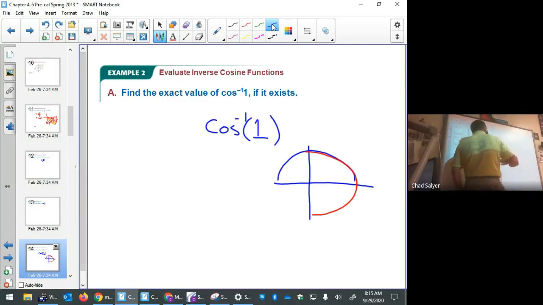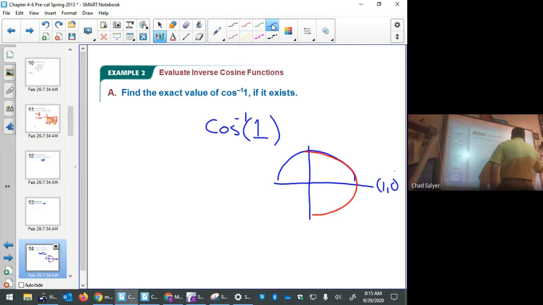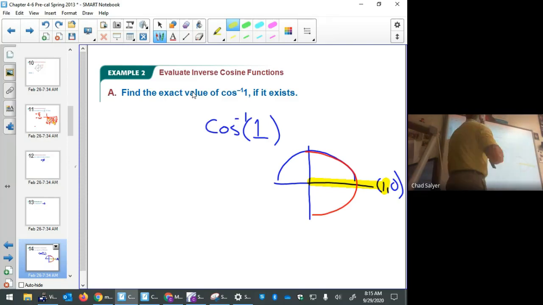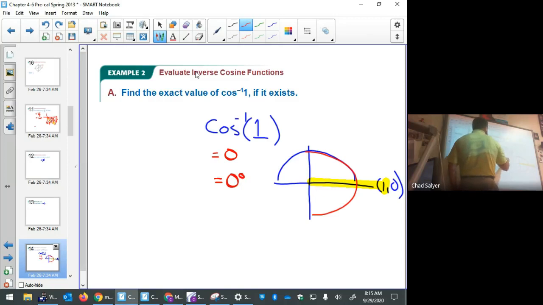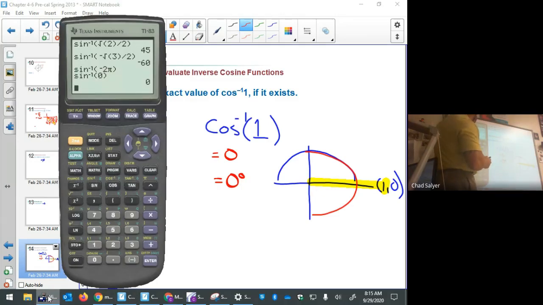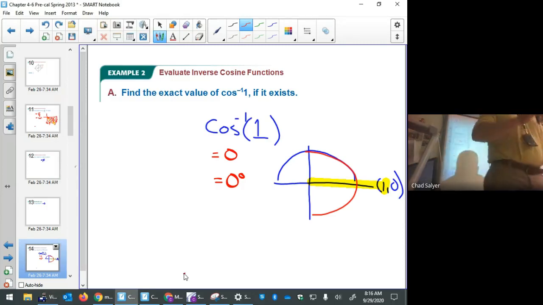They're positive in Q1, so we're looking for something in Q1. So the cosine, I don't have to look any further than that. The x value is 1 right here on this ray, and that, of course, represents 0 degrees or 0 radians. So 0 radians or 0 degrees. And I can double check myself here. Cosine inverse of 1 is 0. Questions about that? Cool.